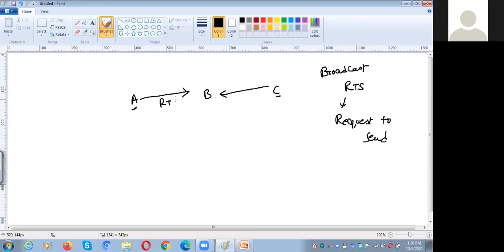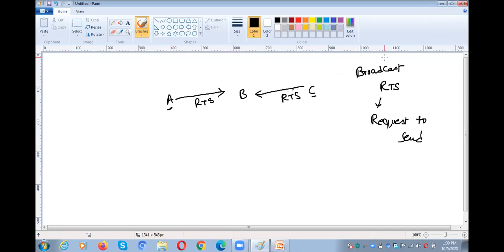First of all, A and C need to transmit the request. Whenever a node is willing to transmit information to another node, what they need to do is send a request, which is called request to send. So what is request to send?